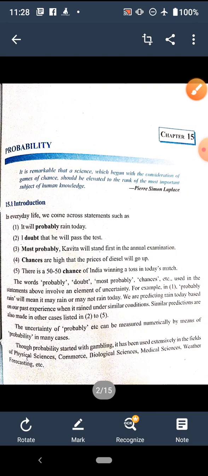Today I, Taruna Sen, am going to start a new chapter, that is chapter 15, probability. So let's start. In this chapter we will study the introduction part, then probability and experimental approach, and at last the summary. So let's start.